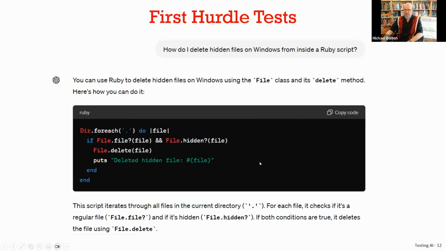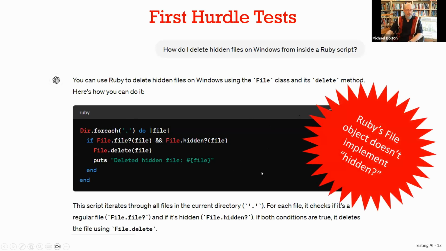This is a real problem I wanted to solve one day. I was in a rush and I thought, well, why not just ask ChatGPT? How bad could it be? Well, of course, this code errors out immediately because Ruby's File object doesn't implement a hidden function there.